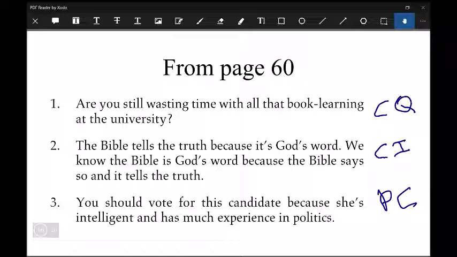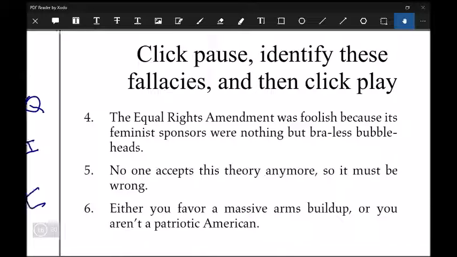You compare her with her opponent. Maybe the opponent is more intelligent, has more experience. So you've got to look at kind of the whole picture. Okay, these are a little tricky at first, but you'll get better at them.